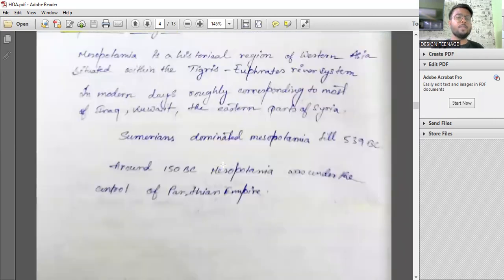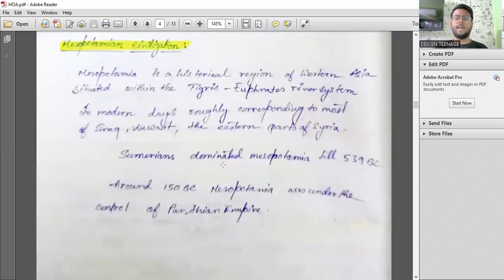Now we move on to the Mesopotamian civilization. What and where is this Mesopotamian civilization? Mesopotamia is a historical region of Western Asia situated within the Tigris-Euphrates river system. In modern days, it roughly corresponds to most of Iraq, Kuwait, and western parts of Syria. So this is where this particular location was. Sumerians dominated Mesopotamia till 539 BC. Around 150 BC, Mesopotamia was under the control of the Parthian Empire.